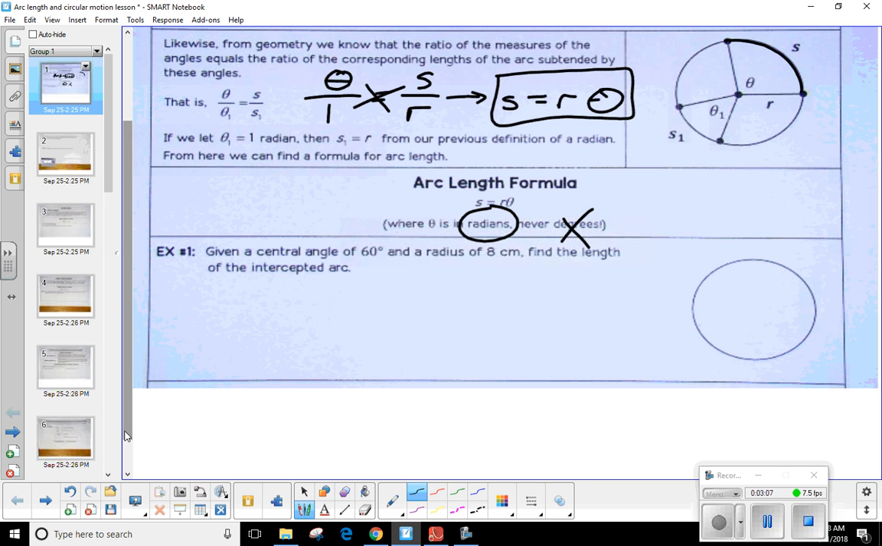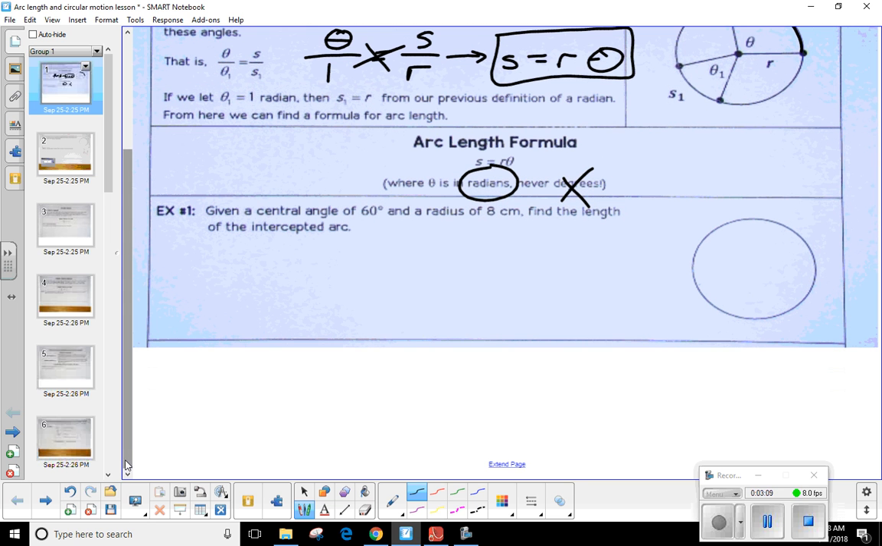Okay, so I got a circle here. Let me go ahead and kind of sketch what's going on. So we've got a radius of 8 centimeters and a central angle of 60. So let's say maybe right about here. This would be 60 degrees. So the arc length would be this distance, that portion of the circle.